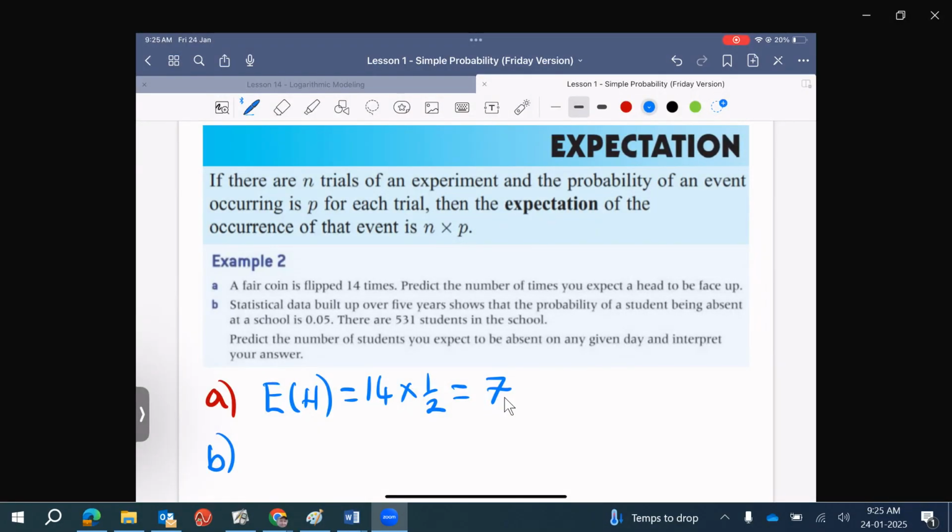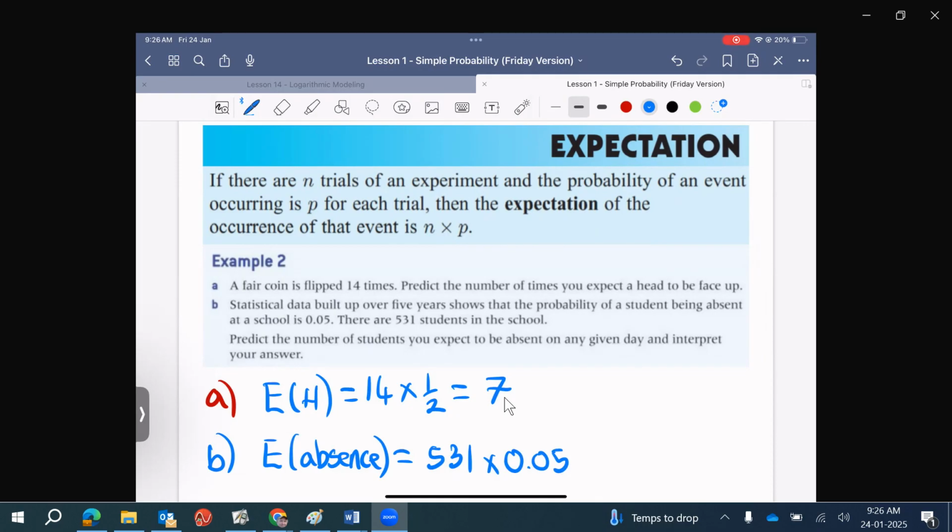B. Statistical data built up over 5 years shows that the probability of a student being absent at school is 0.05. There are 531 students in a school. Predict the number of students you expect to be absent on any given day. So the expected absence is going to be, we have 531 trials. The probability of success of finding a student that's absent is 0.05.